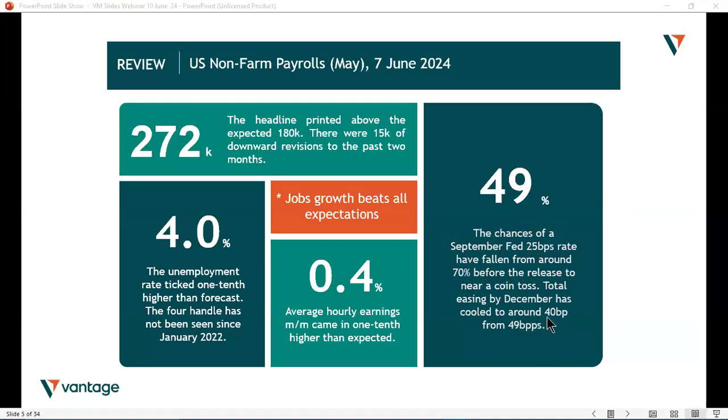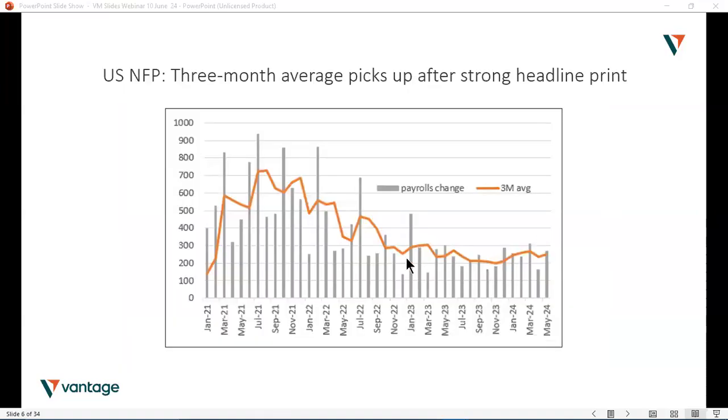And as I say, after the data anyway, the total number of basis points of easing by the Fed by December is 40 basis points. I think that might have moved a touch slower now as well, from 49 basis points before the figure. Just look at a chart, really, from an investment bank, ING. It just shows you payrolls changes and this jump up from the previous 175, sorry. And then that 3-month average, the orange line, slightly ticking up higher.